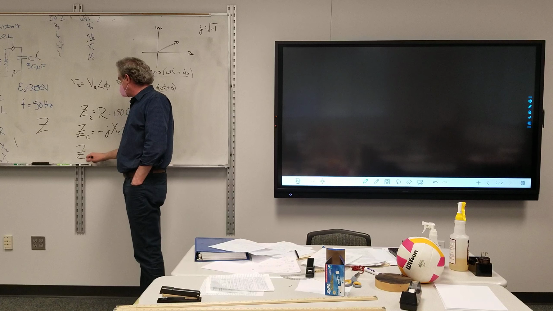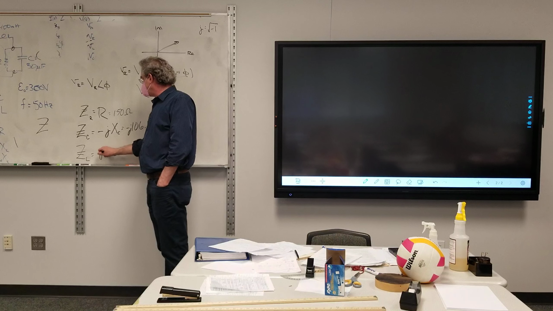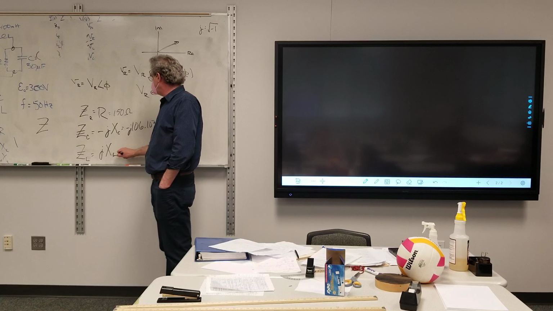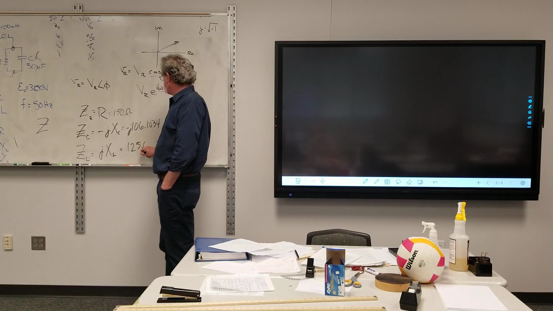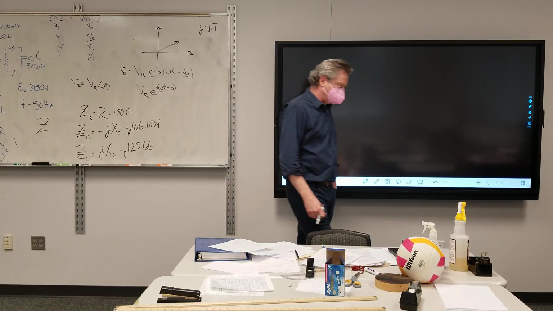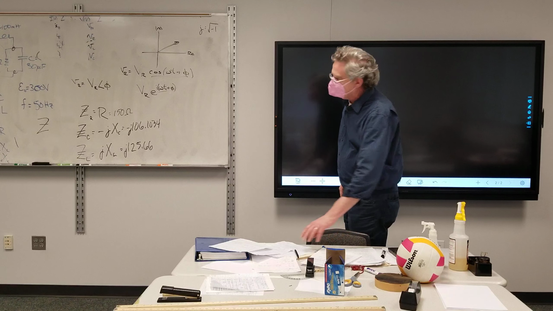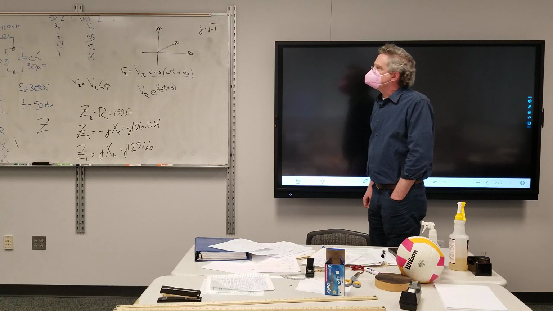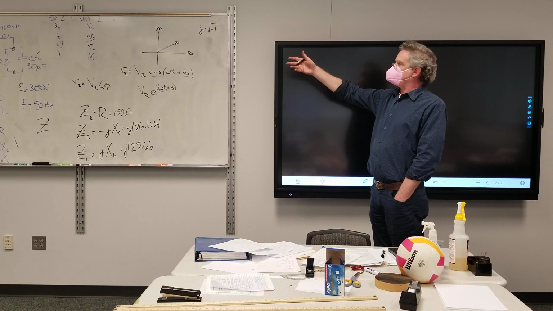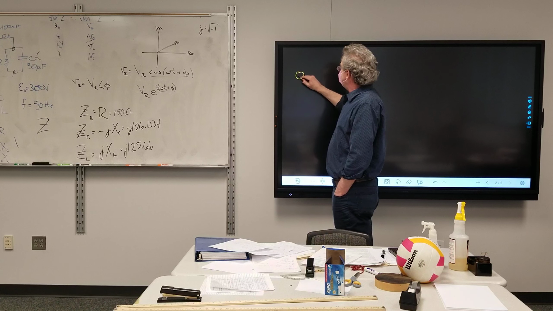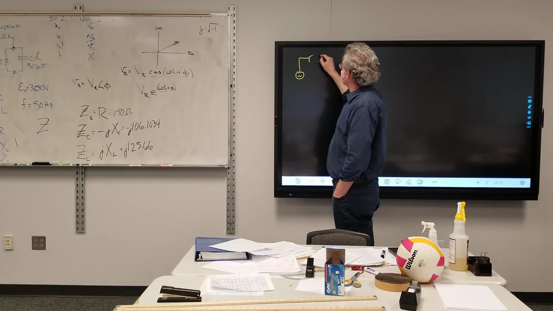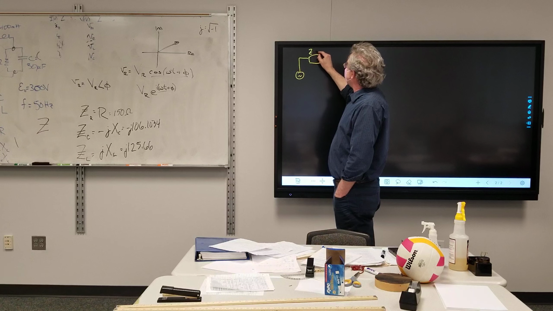And for the inductor, it's positive j X sub L, so 125.66 j, front or back, it doesn't really matter. So now when I'm adding these, I can think of this as having a power supply here, and something here with Z equal to j times 125.66.